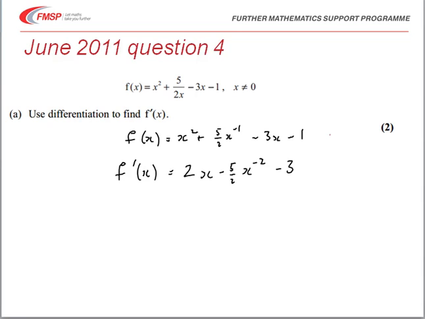The marking here was a method mark for getting at least 2 of the values correct in the derivative, and then finally an A mark for getting it fully correct.